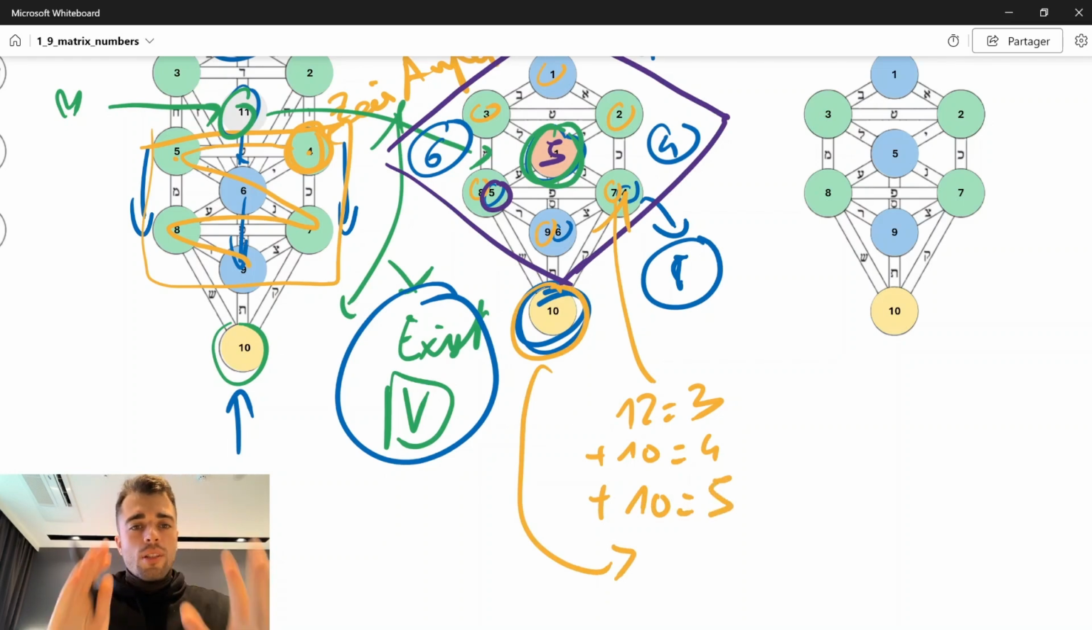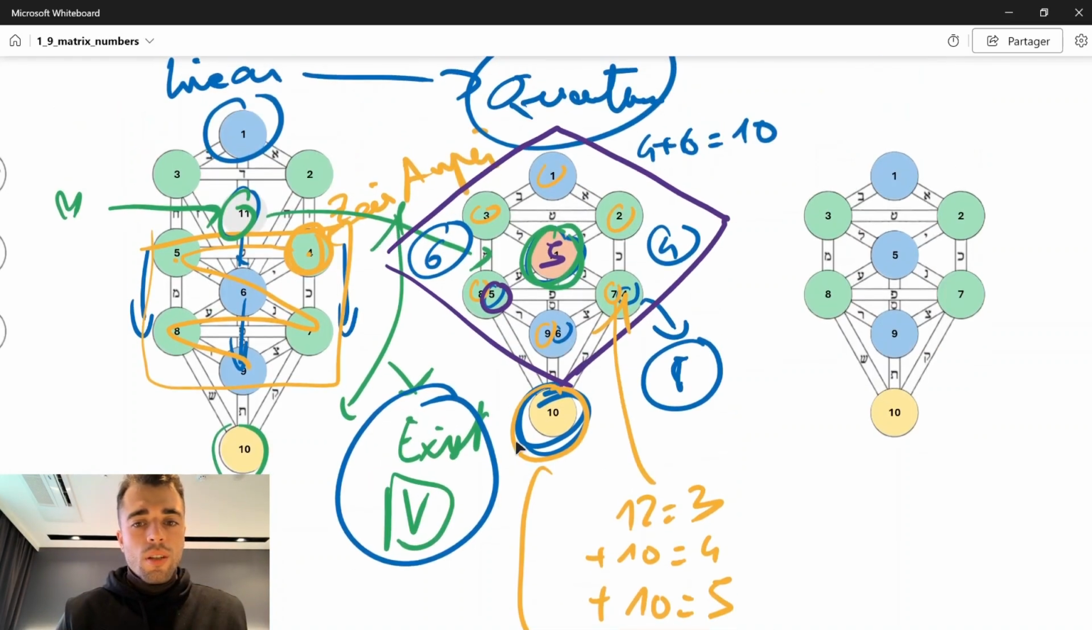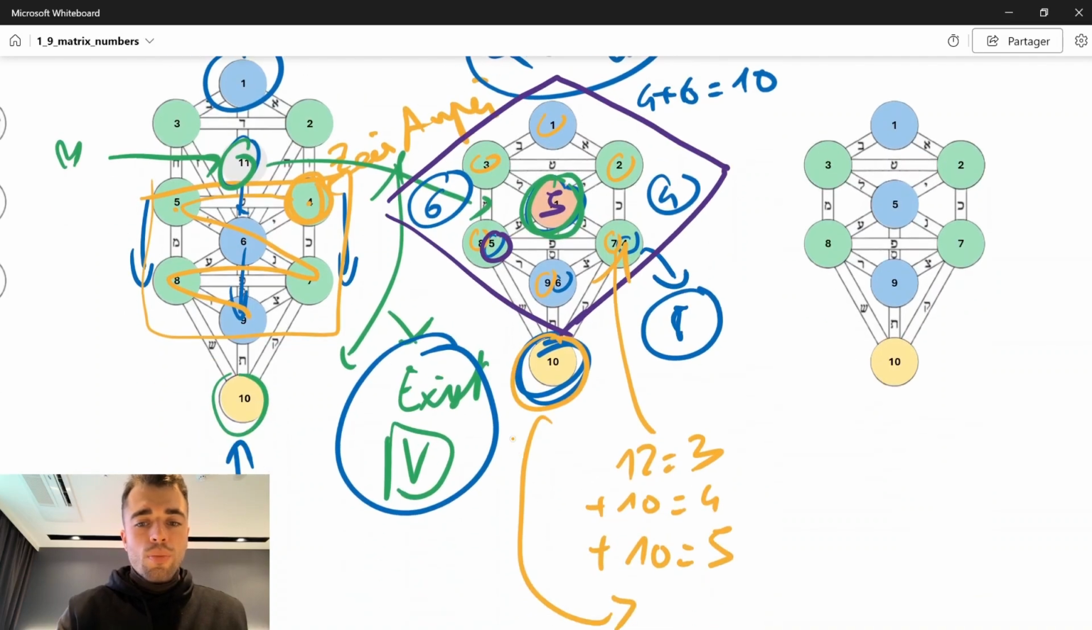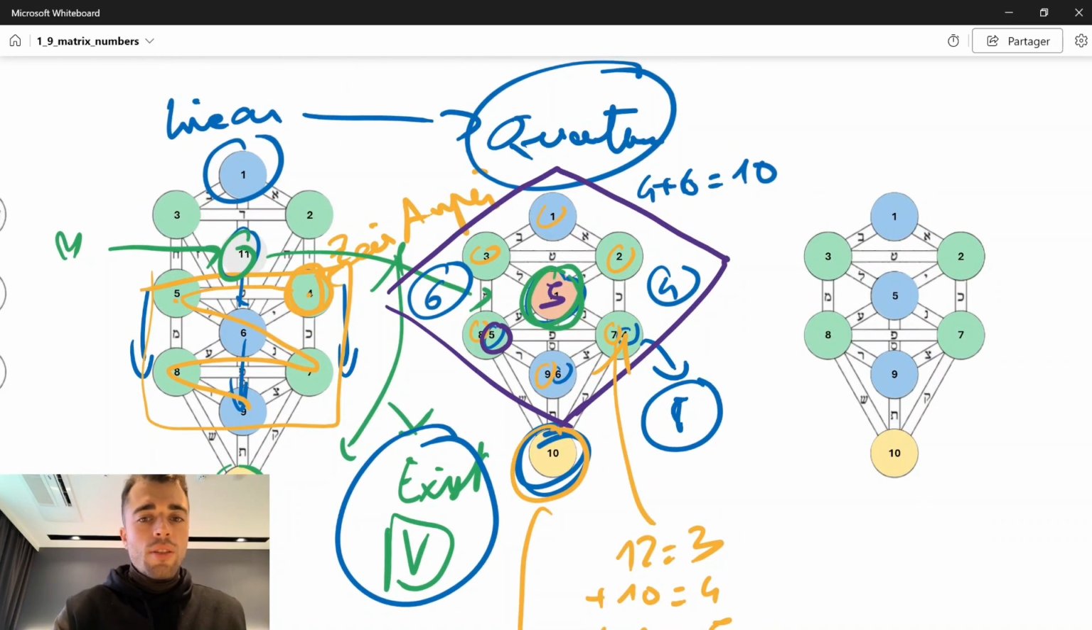Because we always count in, I don't remember the term in English, but in modulo, I don't know. So 1 plus 2 plus 1 plus 1, okay? It gives us 5. So now we have our square, and why it makes perfect sense.